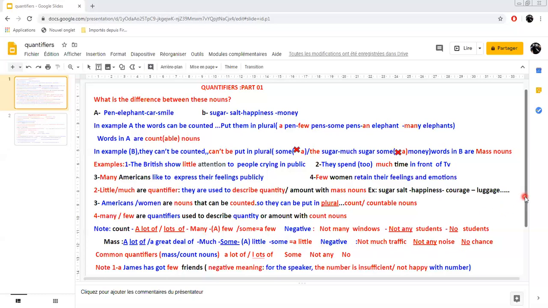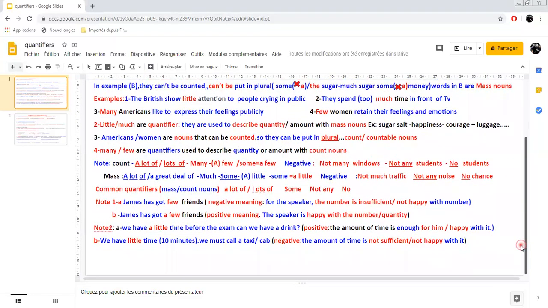Now, what are the quantifiers that can be used with mass nouns and count nouns? So they are common quantifiers. You can use them with mass nouns and count nouns. These are a lot of and lots of, some, not any, and no.